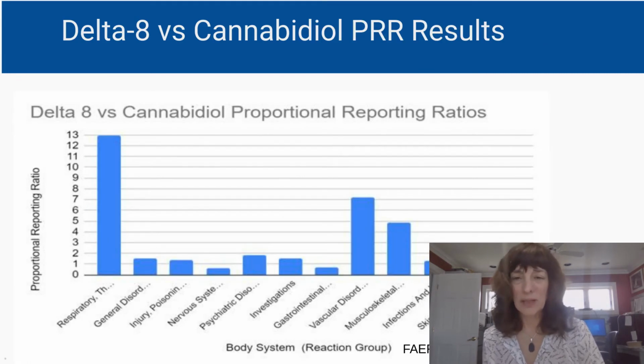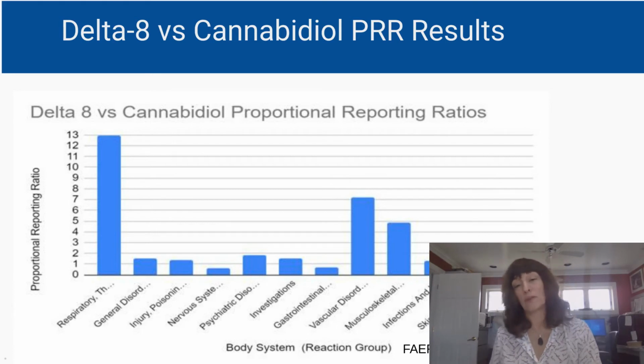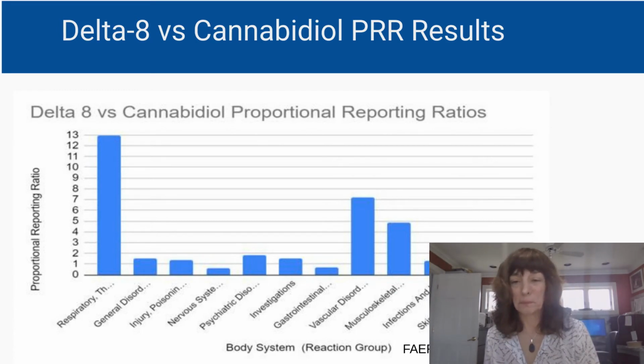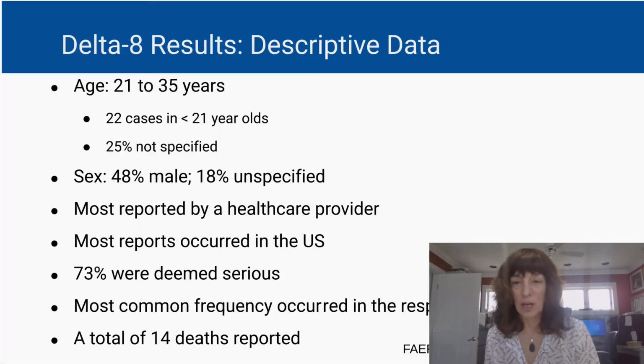We also looked at delta-8 versus cannabidiol or CBD. Now remember, most of this is Epidiolex in there. And we see a reporting ratio of greater than 12 in the respiratory thoracic body system. We also see an increase in the vascular diseases and musculoskeletal. So when we look at the Delta 8 cases descriptively, most of them were between 21 and 35 years of age.